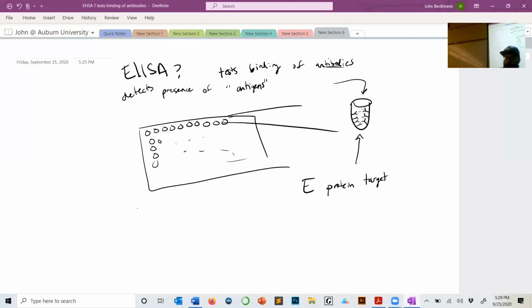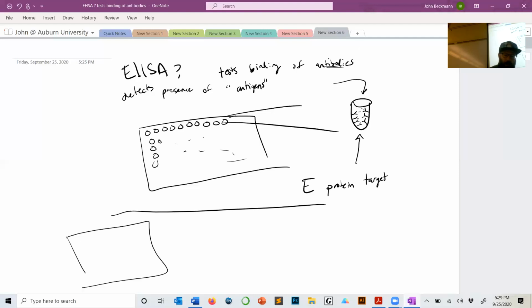And what they probably do is what's called a sandwich ELISA. I'm just guessing here, but I'm going based off what I know about ELISAs and my knowledge of molecular biology. In each of these wells, they probably start with an antibody, and that antibody probably recognizes it. I'm thinking, how would they do this?